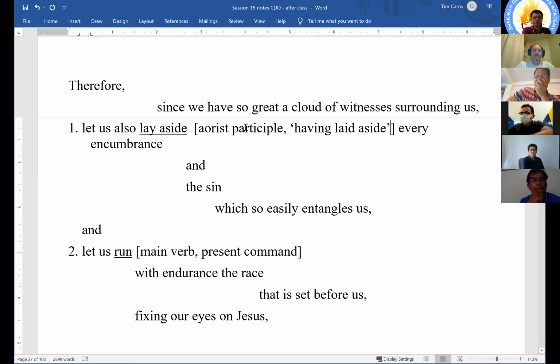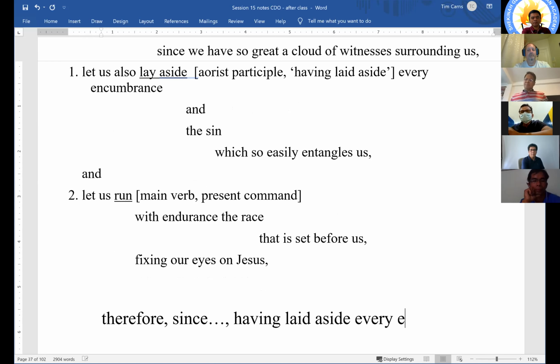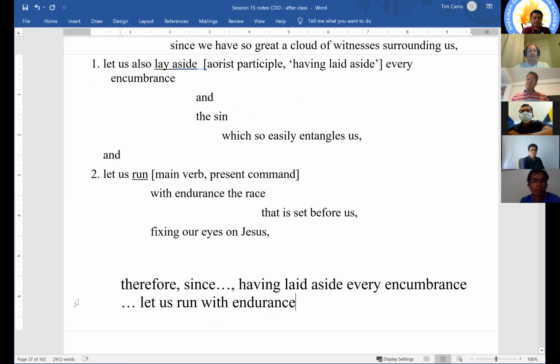All right. So it should be having laid aside. This is how the translation should read: therefore, since we have so great a cloud of witnesses, having laid aside every encumbrance and the sin which so easily entangles us, let us run with endurance. All right, this is how the translation should be literally. That lay aside is actually a participle. And it's a past tense participle.